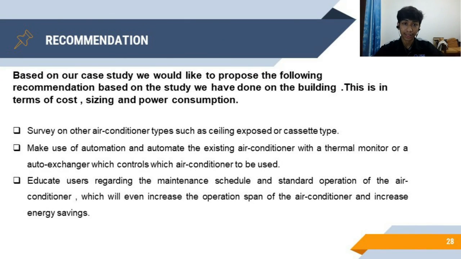So our recommendation is that HVAC engineers should survey other air conditioner types such as ceiling exposed or cassette type. Make sure of automation, and automate the existing air conditioner with a thermal monitor or an auto exchanger which controls which air conditioner is to be used. Lastly, educate users regarding the maintenance schedule and standard operation of the air conditioner, which will increase the operation span of the air conditioner and increase energy savings.